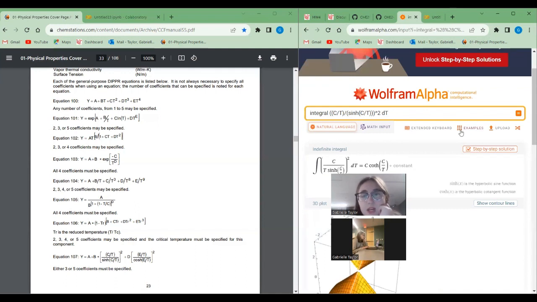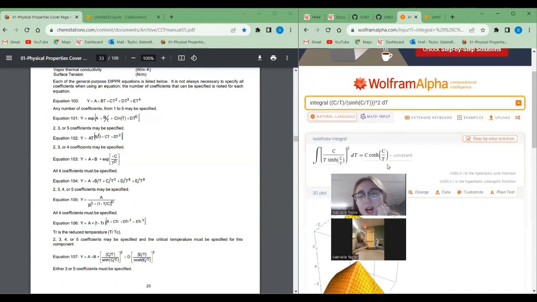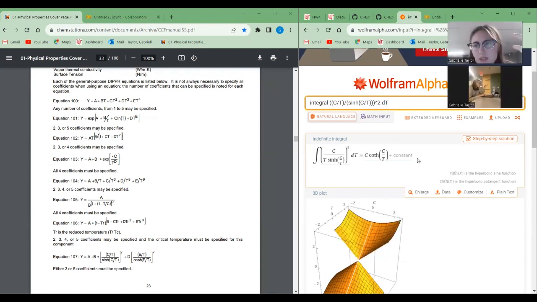This is going to be C times the cotangent of the hyperbolic, and this is going to be C divided by T. Since there's no hyperbolic, the next thing that we want to do, let's just copy and paste this as our full equation.